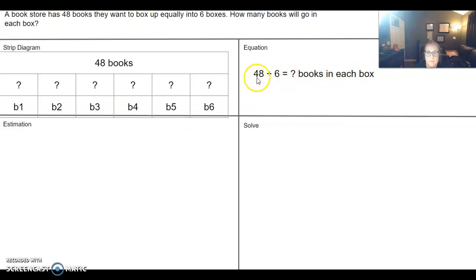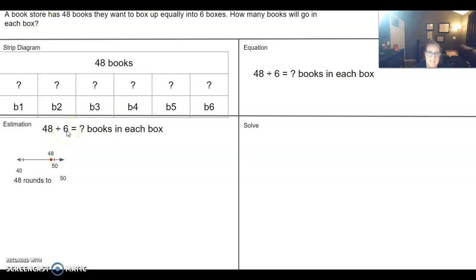So for my estimation, first thing I'm going to do is bring down my equation. 48 is not that easy for me to work with, so I'm going to round it. I'm going to say that 40 is over here, and 50 is over here, and 48 is somewhere over here. So is 48 closer to 40 or 50? That's right, it's closer to 50. So I'm going to say 48 rounds to 50.